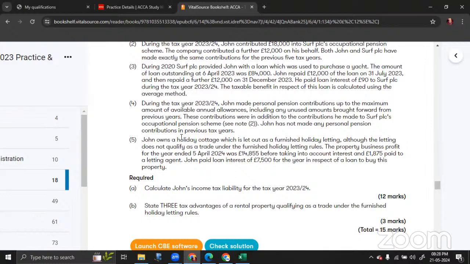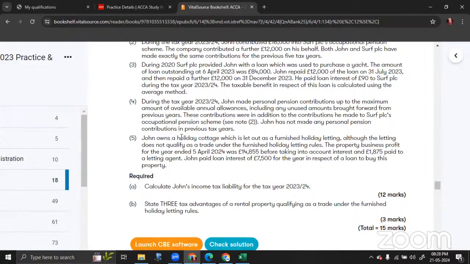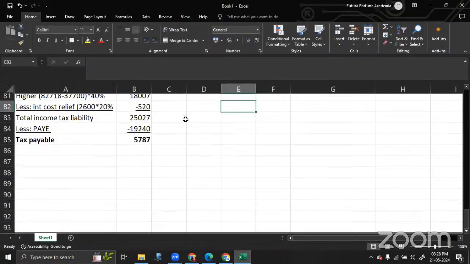So it's a normal property business income. The property business has a profit of 14,855 before taking into account 1,875 paid for a letting agent, that is deductible. John paid a loan interest of 7,500 to purchase this property. Keep in mind, if it is an FHL, the entire interest paid on the loan is deductible, but if it is a property business income, it is not deductible. Only 20% of the interest is deductible. So let's do the computation.